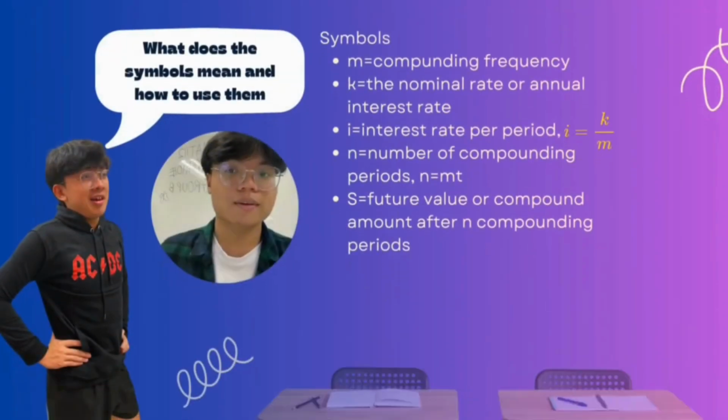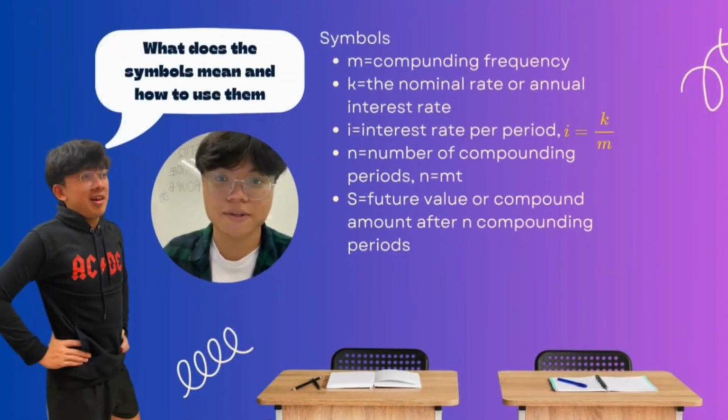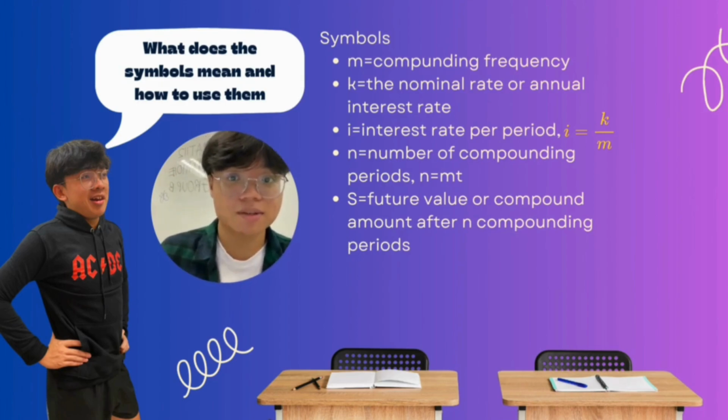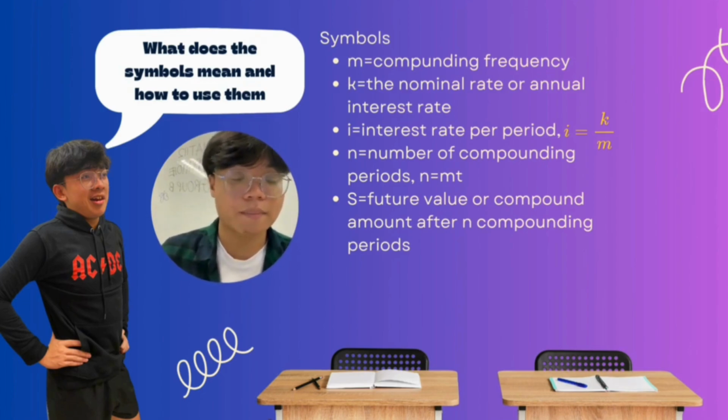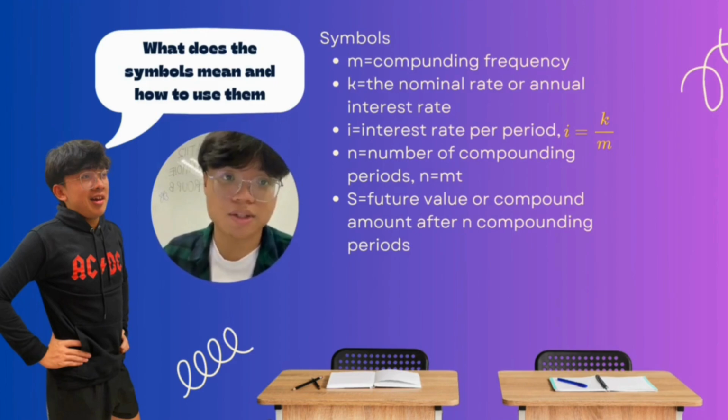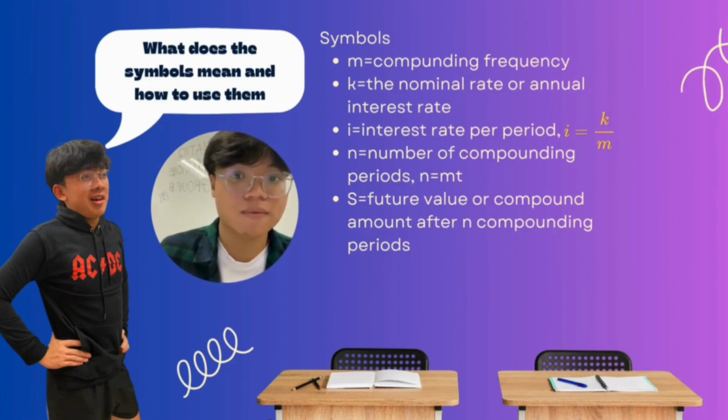And next, what does each symbol mean and how do we use them? In compound interest, there are 5 symbols that we use in this formula. M equals the compounding frequency, K refers to the nominal rate or annual interest rate, I refers to the interest rate per period, or I equals K over M. N equals the number of compounding periods, or N equals MT, and S is the future value or compound amount after compounding periods.